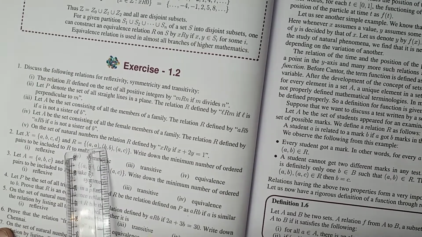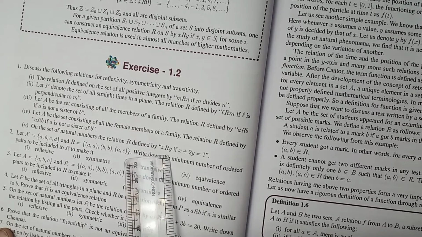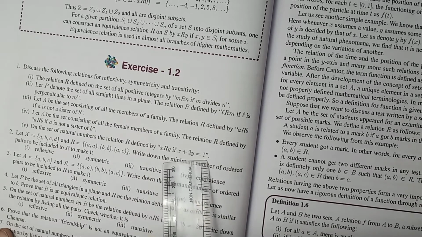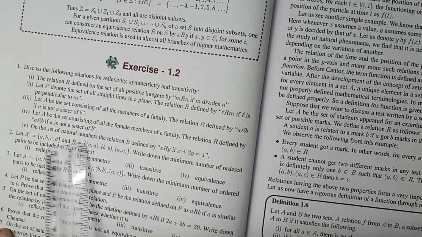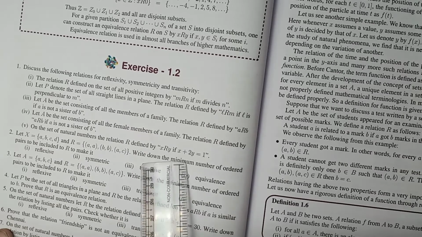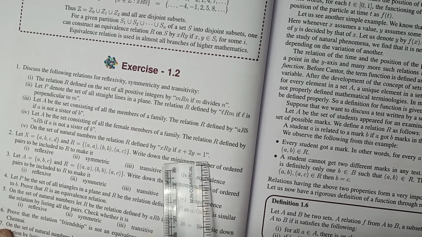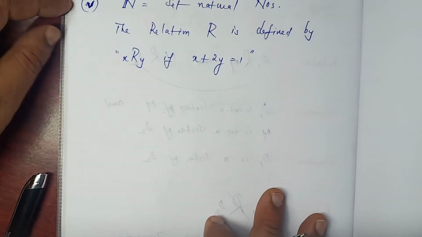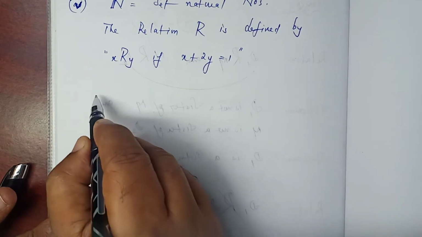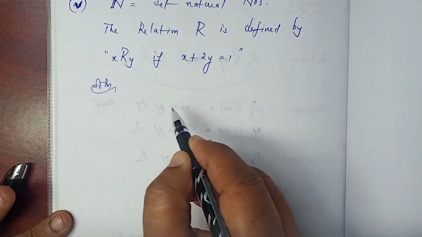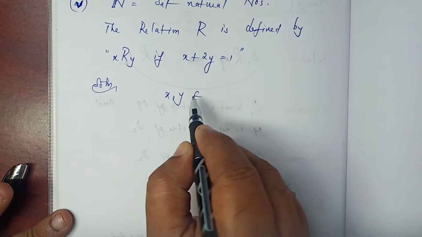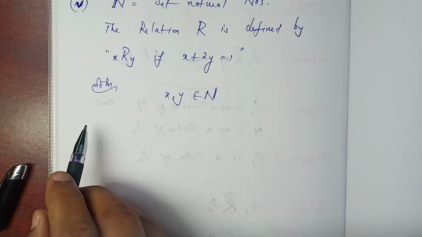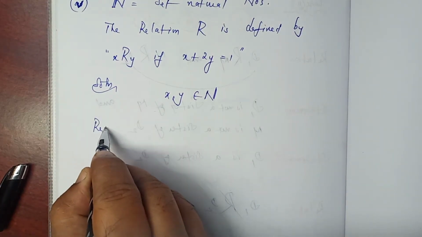On the set of all natural numbers, the relation R is defined by x is related to y if x plus 2y is equal to 1. This is the statement, x plus 2y equals 1. Here x and y both belong to the set of natural numbers. Here we can start with reflexive.